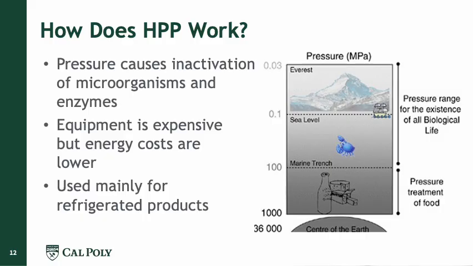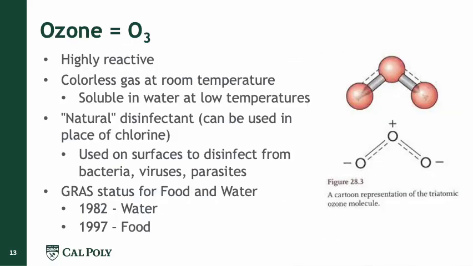This is a graph of the pressure. On Everest, we have 0.03 megapascals, at sea level 0.1 megapascal, and then when we use pressure treated foods, we use between 100 and 1000 megapascals. The most commonly used doses are around 500 and 600 megapascals, and this will depend on the type of food and the type of microorganism or enzyme that we want to inactivate.